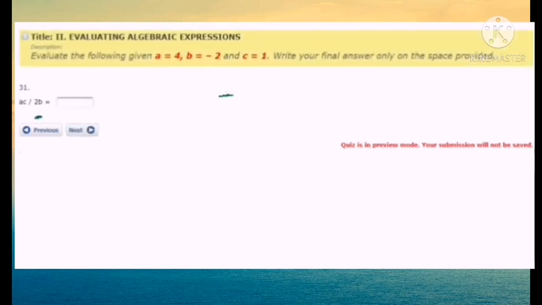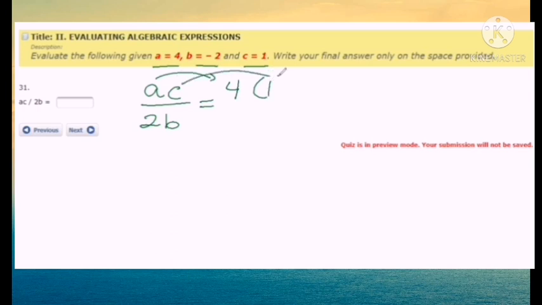Okay. Next, we have test 2. Evaluate the given algebraic expression given that A is 4, B is -2, and C is 1. So the first expression here is AC over 2B. What we're going to do is to change A into 4 and C into 1. So I use parentheses for multiplication. And then for the denominator, this is 2 times B, which is -2. So using the PEMDAS rules, multiply. 4 times 1 is 4. 2 times -2 is -4. And if I divide, 4 divided by -4 is -1.